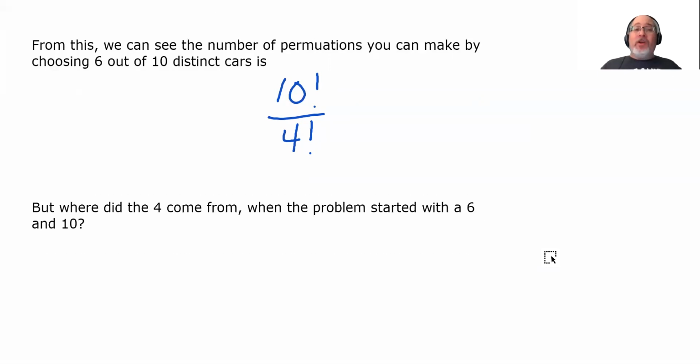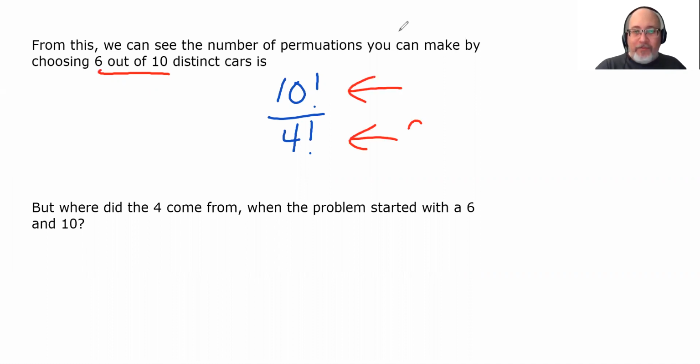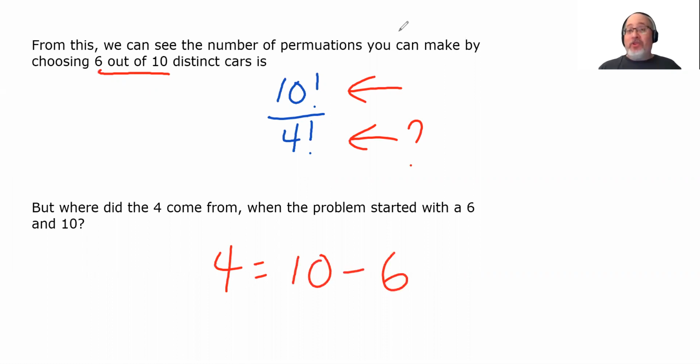But where did the 4 come from? The problem started with a 6 and a 10. If you pick 6 out of 10 distinct cars, I think it's pretty obvious that the 10 was given to us in the problem, but where did this 4 come from? Well, you have a 10 and a 6, and you get a 4. Did the 4 come from 10 minus 6? The short answer is yes. Yes, it did.